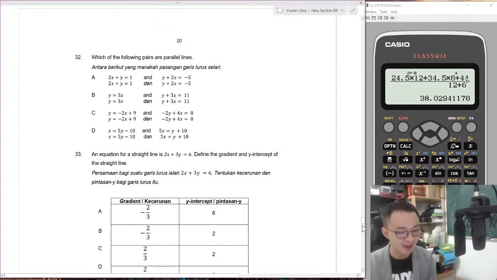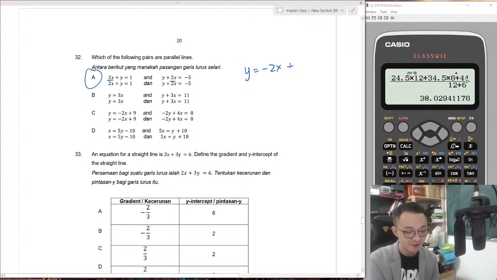32. Parallel lines must have the same gradient. This gradient is -2, -2. So the answer is A, straightforward. Why do I say -2? Because you need to rearrange them, okay? You need to rearrange both of them. So they have the same gradient. Here this is 3, this is -3, so they are not the same. Next.